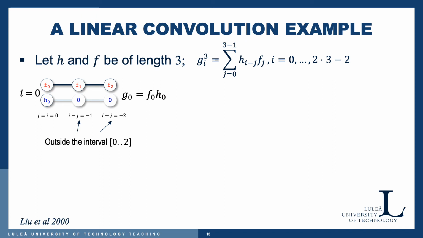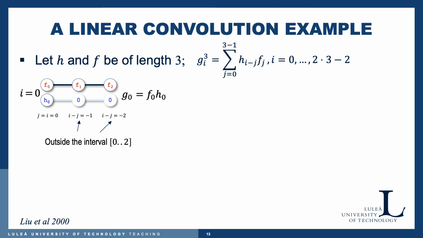As usual, it's easier if we have a concrete example. So if we now let h and f be two vectors of length 3, then we denote the convolution of them as g_i for this purpose, and the summation will then be from 0 to 3 minus 1, and what we sum is h of i minus j times f of j for i equal 0 to 6 minus 2, i.e. 4, so it will be a signal of length 5, which is 2n minus 1.